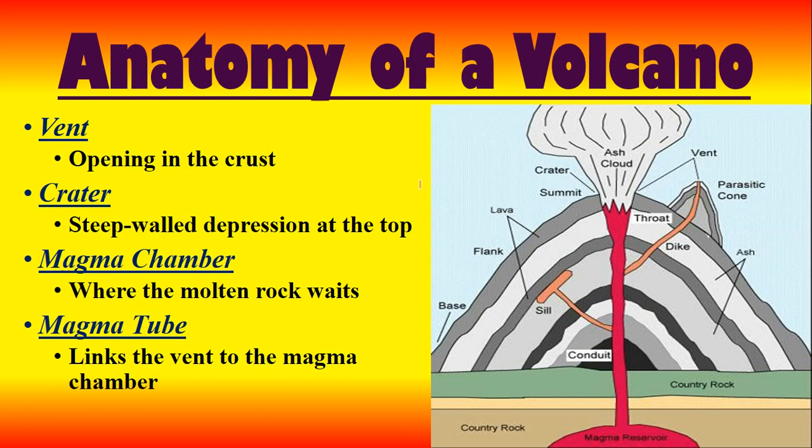So the anatomy of a volcano, there's a couple things you need to know about. You have the vent, which is an opening in the crust. It could be at the top or on the side. Those are vents. You have the crater, which is a steep wall depression at the top, usually where most of the eruption comes out, but sometimes it can come out of a side vent. The magma chamber, this is where the molten rock or the magma waits. And then you got the magma tube that connects the vent and the magma chamber.